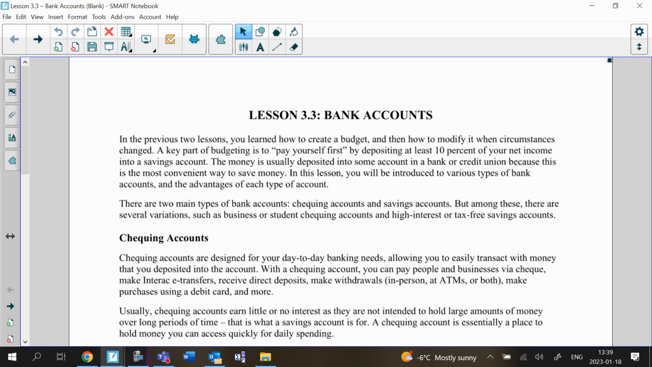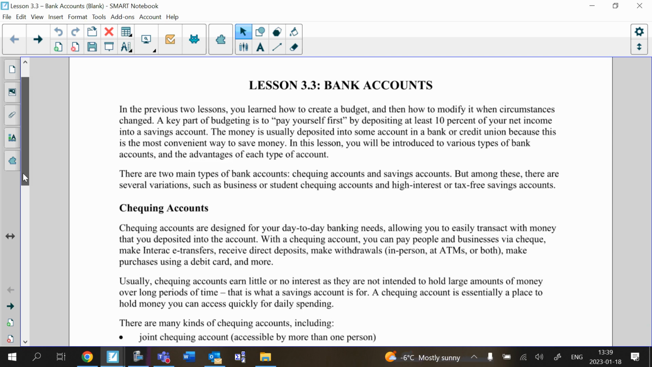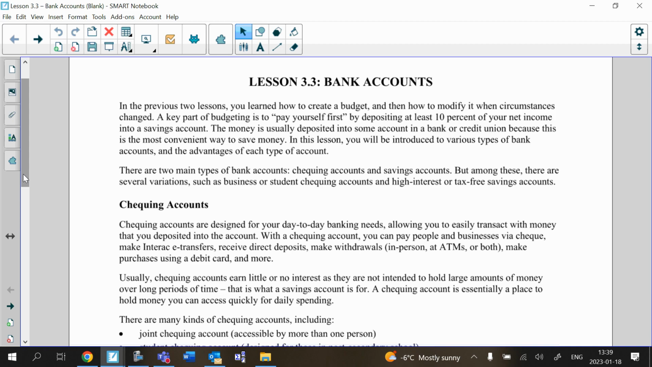Okay, this last lesson in this unit is kind of self-explanatory because it's sort of all written out. So basically, just to summarize, when we were preparing for a budget, we talked about setting aside 10% of your net income. And the question is, what do you want to do with that 10%? Yeah, you want to save it, but how?